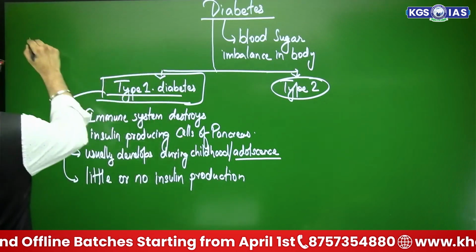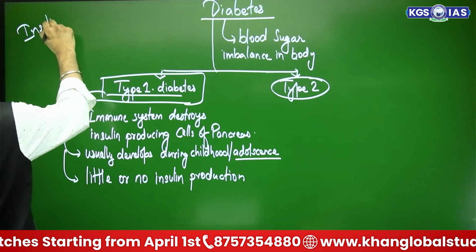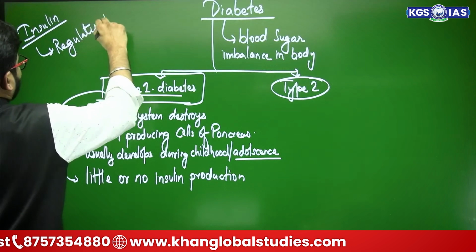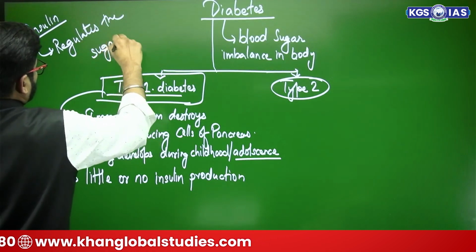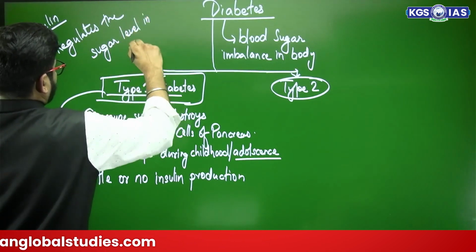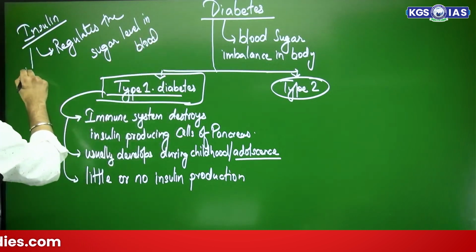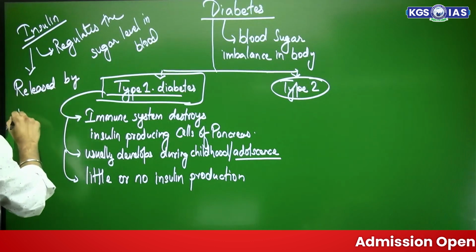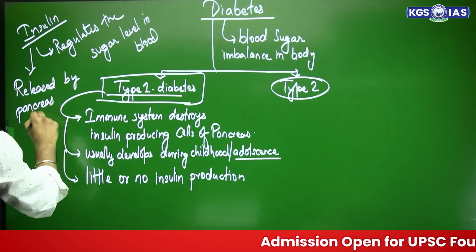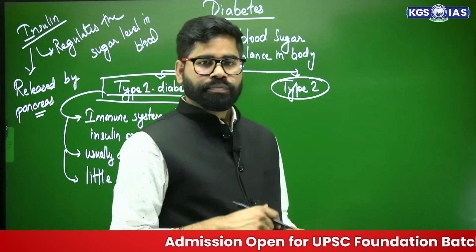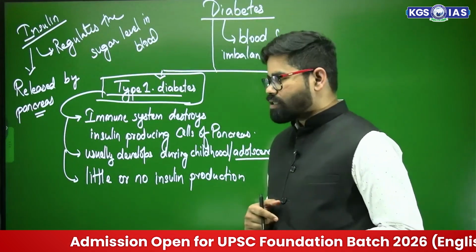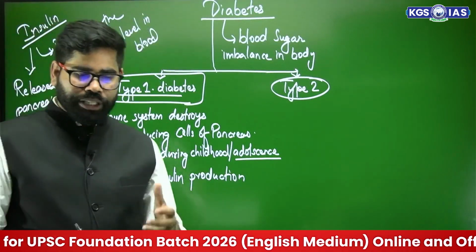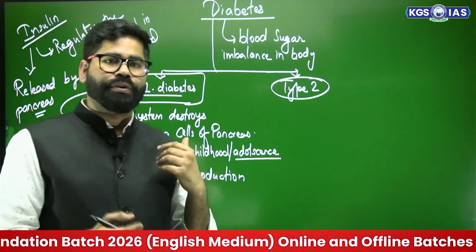Remember this one part, insulin. Insulin regulates the sugar level in blood, and this insulin is released by the pancreas. When we have the problem of type 1 diabetes, there is little or no insulin production.